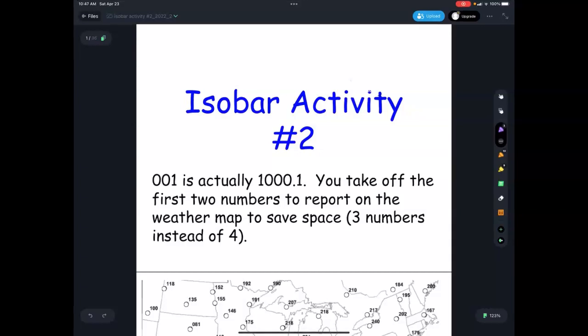Okay, so we are going to start working on Isobar Activity 2, and a couple of things before we get started. Remember that we can have air pressure in two different types of units when we're talking about weather. You can see it in the measurement in millibars. So for example, this would be a recording of the air pressure in millibars, or you could see it in inches of mercury.